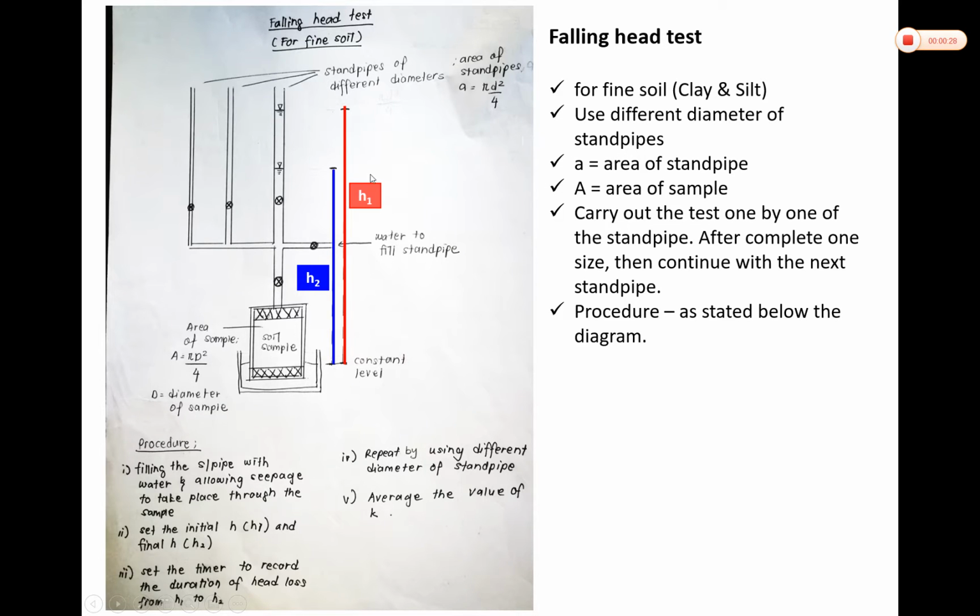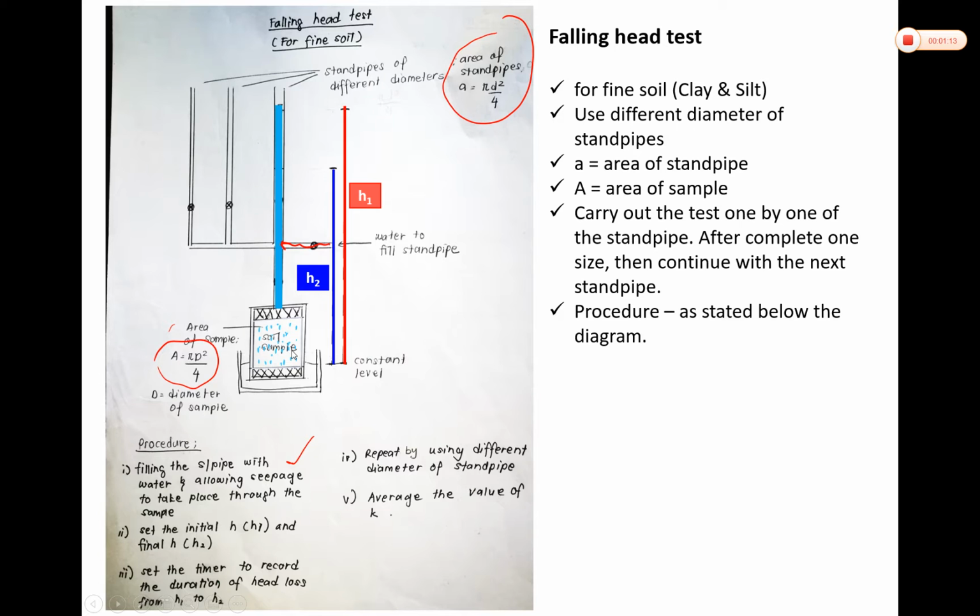The difference is that the standpipe we use in the falling head test is more than one, with different diameters of standpipes. So you will have the area of the standpipe, and also the area of the sample here. The procedure of the test is filling the standpipe with water and allowing seepage to take place through the sample. The water moves from here, going up and down to fill up the soil sample.